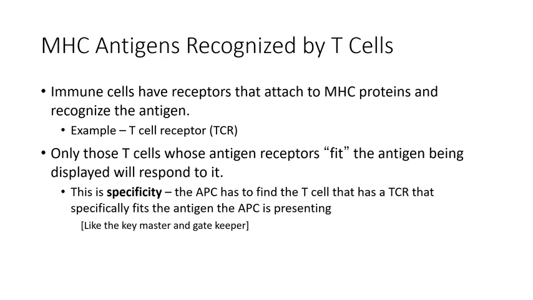The antigen-presenting cell can present any antigen that it finds and recognizes as foreign. But it has to be able to find a T cell whose T cell receptor is able to specifically fit the antigen that antigen-presenting cell is presenting. So I like to think of it as the key master and the gatekeeper. You can have an antigen-presenting cell and it's going to present its antigen to a bunch of, let's say, helper T cells, but until it finds the right helper T cell that can fit that antigen, it's not going to create that immune response.